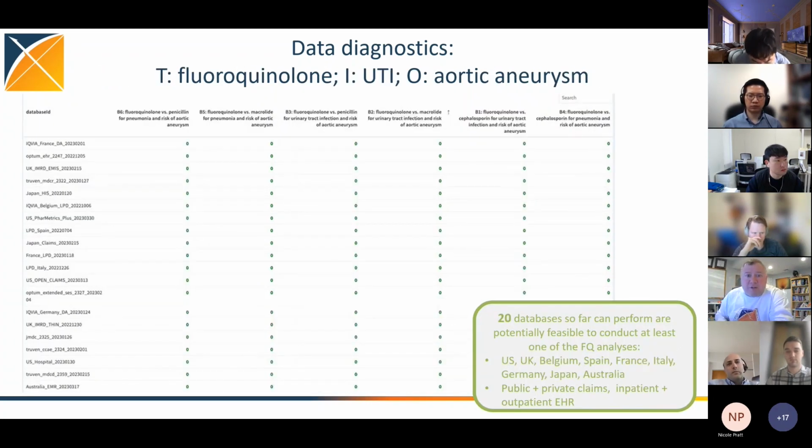For the study that we're going to focus on today, looking at fluoroquinolones and the increased risk of aortic aneurysm, thus far, 20 databases have actually been identified as potentially feasible. This includes data from the US, UK, Belgium, Spain, France, Italy, Germany, Japan, Australia, and also covers the constellation of different types of data that we may work with, including public and private claims and inpatient and outpatient EHR data. So this is very exciting in that we're now talking about having a couple dozen data sources that are at least potentially useful for the study.